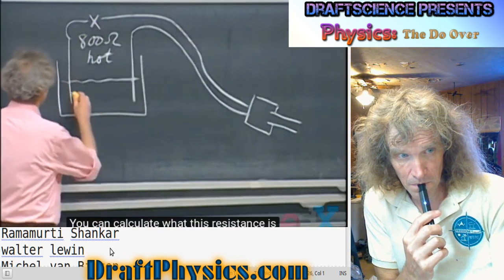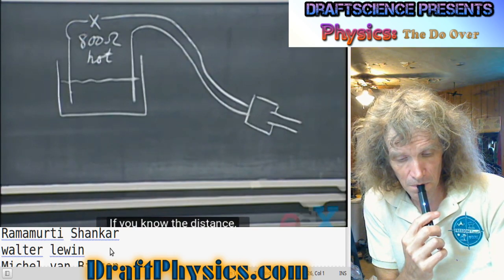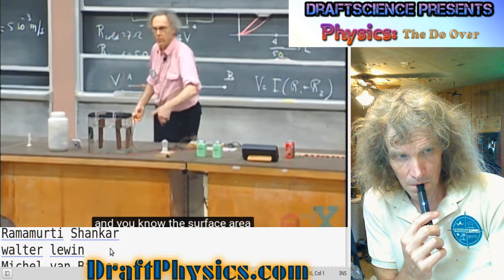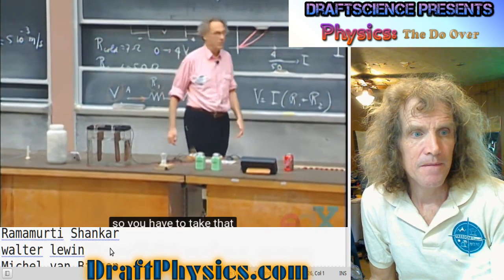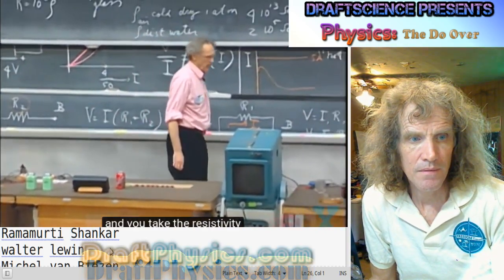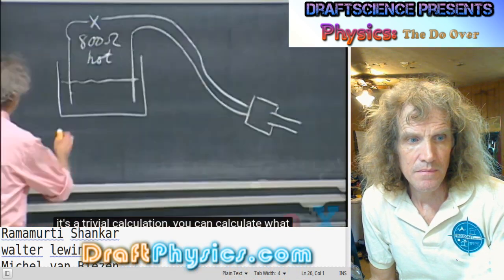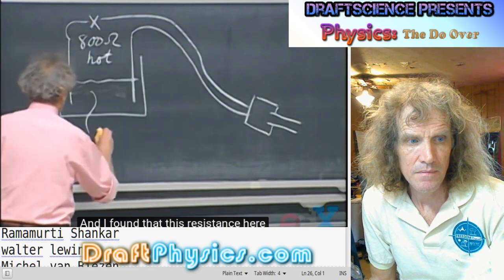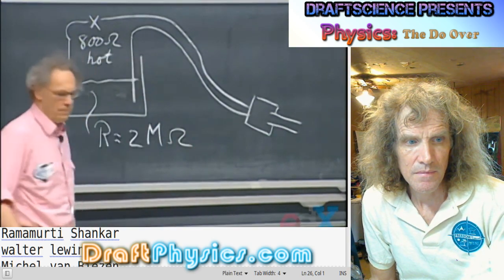You can calculate what this resistance is between the two plates. That's easy. You have all the tools now. If you know the distance, it's about 20 centimeters. And you know the surface area of the plates, because remember the resistance is inversely proportional to A. You have to take that into account. And you take the resistivity of water into account. It's a trivial calculation. You can calculate what the resistance is of this portion here. And I found that this resistance here is about 2 mega ohms. 2 million ohms.